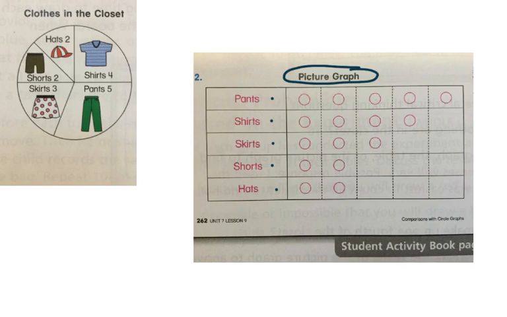And then instead of writing the number, when you do the picture graph, you're going to put a circle for each pair of pants or each shirt. So here we should have 5 circles for the pants, so we can count 1, 2, 3, 4, 5. Then you can go to the shirts and we should have 4. 1, 2, 3, 4. And then 3 skirts, 2 shorts, and 2 hats. And that's all there is for a picture graph.